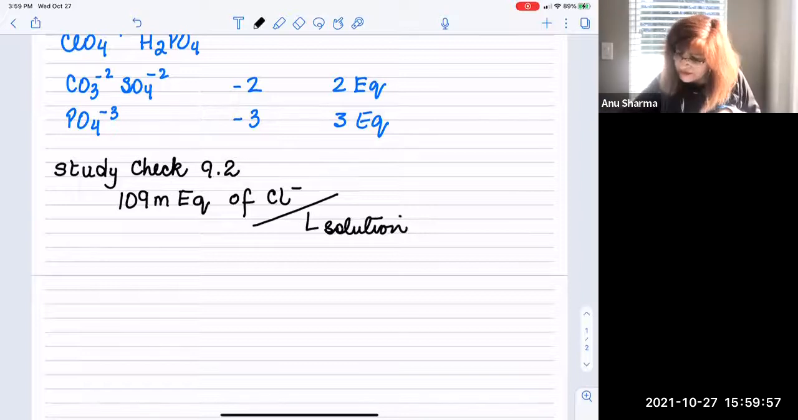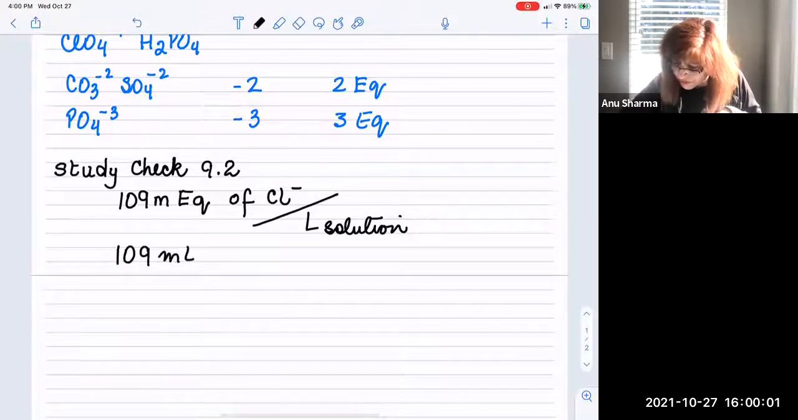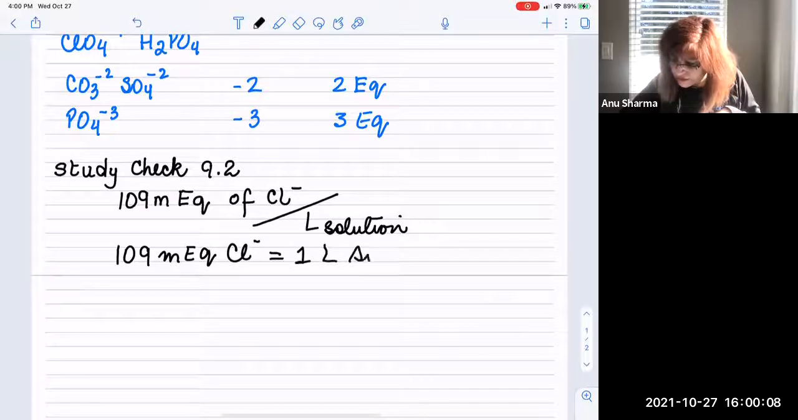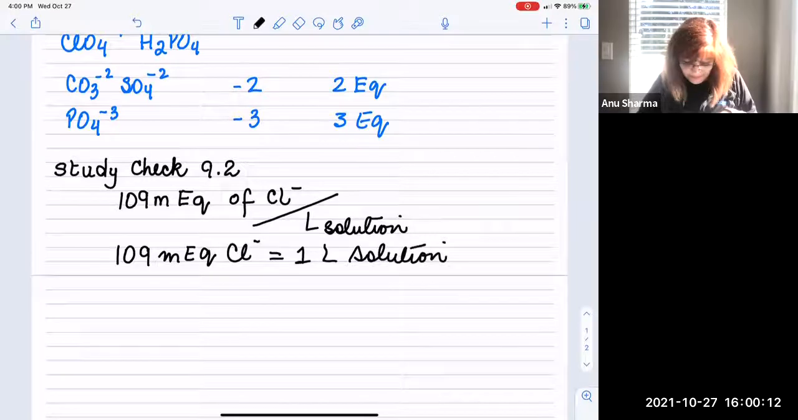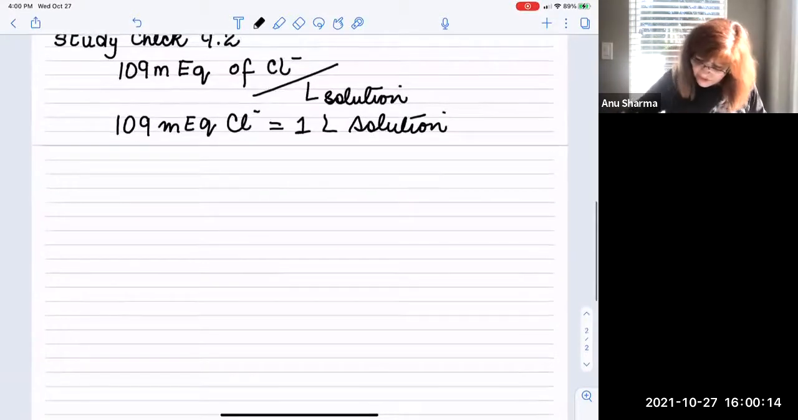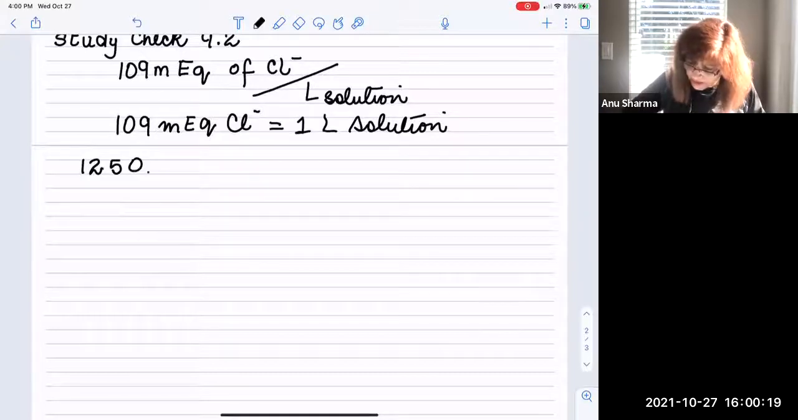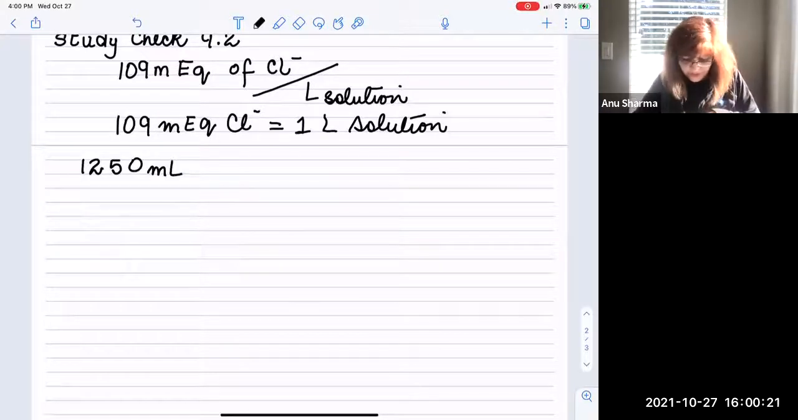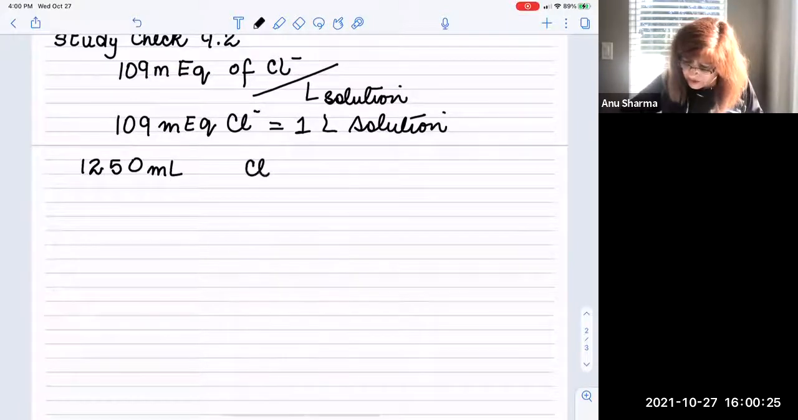So that means 109 milliequivalent of chloride ions is equal to 1 liter of solution. So this is another way of saying this. If a patient received 1,250 milliliters of Ringer solution, how many moles of chloride ions were given?